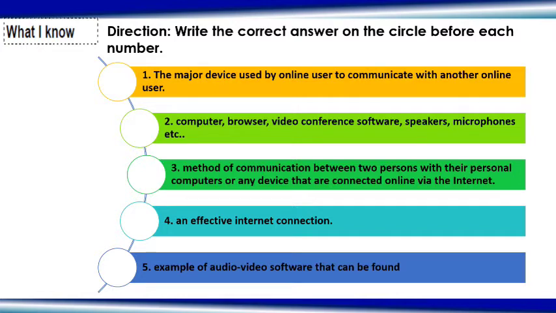Number 3, methods of communication between two persons with their personal computers or any device that are connected online via the internet. Number 4, an effective internet connection. And number 5, example of audio-video software that can be found.